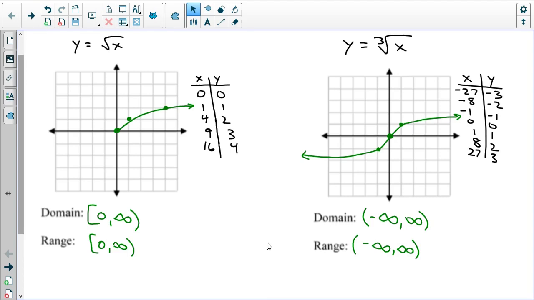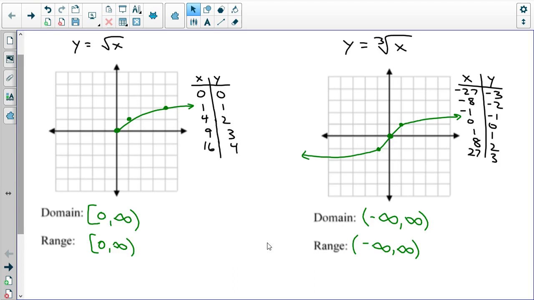We're going to talk about graphing irrational functions. The things that we're going to really focus on are the square root and the cube root function. I have the basic square root and cube root functions graphed already on our screen.